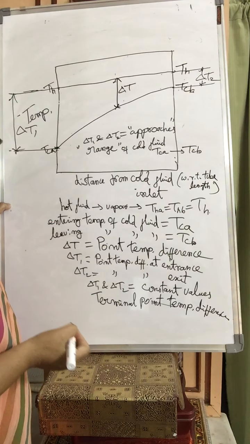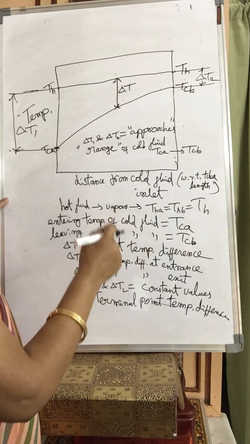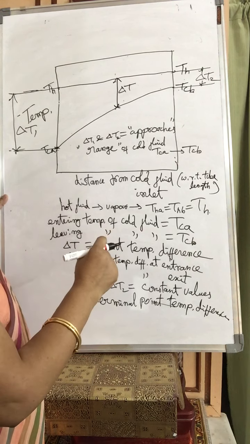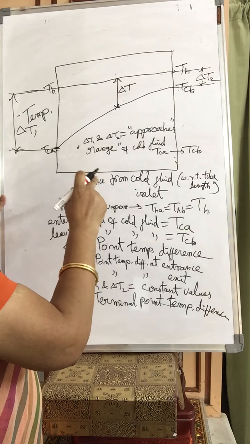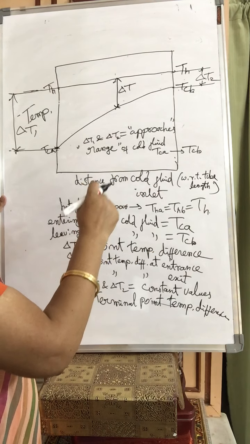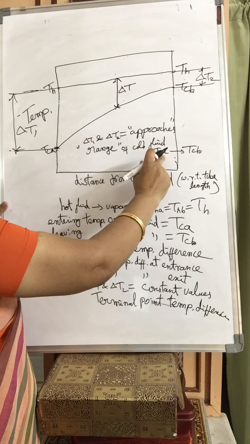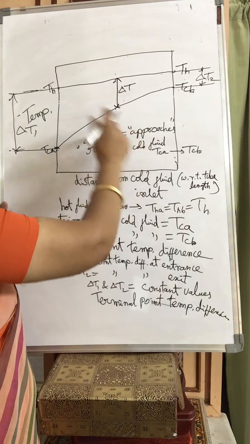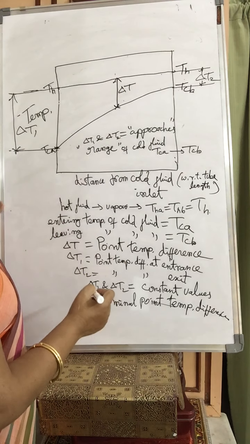What about the range of hot fluid here? It is 0, because hot fluid is not changing its temperature. That means in a condenser you will have only one range. But in a heat exchanger, in the next lecture, we will discuss this range again. Two ranges: range of hot fluid THA to THB, range of cold fluid TCA to TCB. In case of condenser we will have only one range, that is TCA to TCB. So approaches are delta T1 here and delta T2 here.